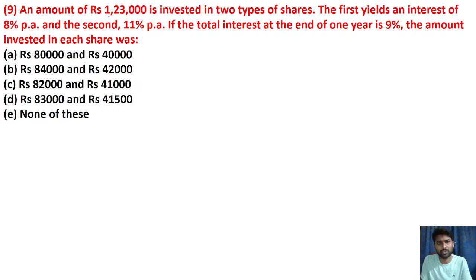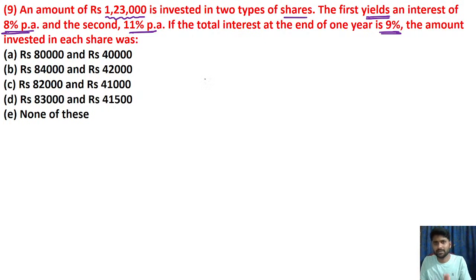Now see, there is an amount of 1,23,000 invested in two different types of shares. The first yields an interest of 8% per annum. The second is 11% per annum. And at the end of the year, it earns a total of 9%. What is the amount of investment in each share?